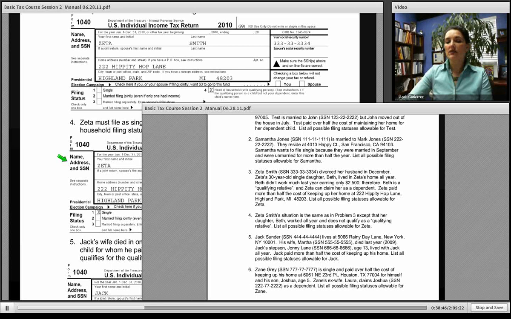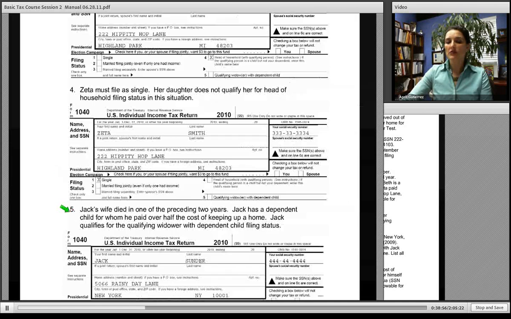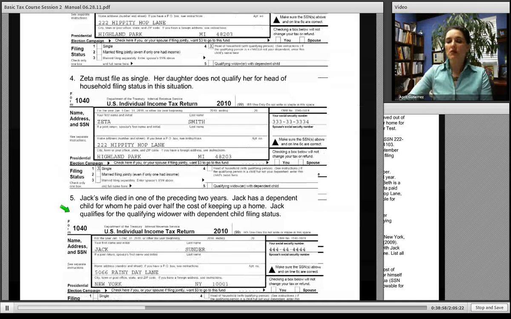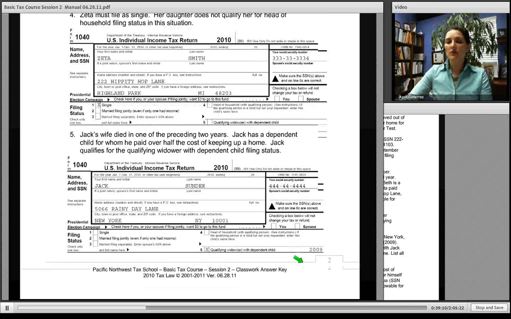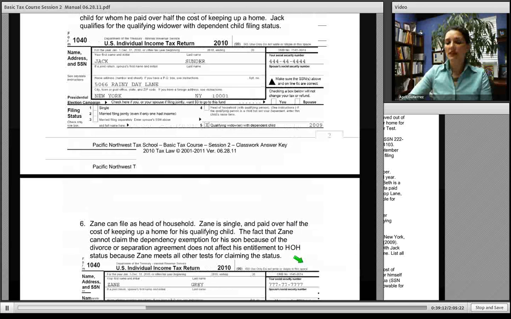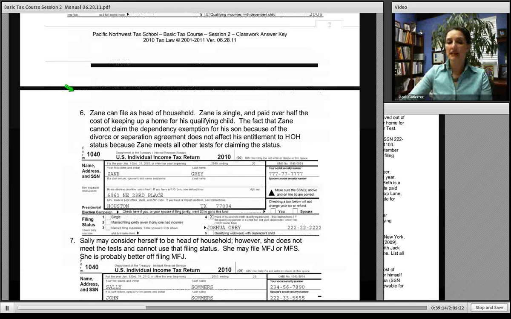Next in line is Jack Sunder. He lives at 5066 Rainy Day Lane in New York. His wife Martha died in 2009, and he takes care of his stepson Johnny Lane, age 13, who lived with Jack all year. Well, that will qualify Jack for the qualifying widow with dependent child filing status. So that is the filing status we're going to check, qualifying widow or widower with dependent child. And you will notice that we entered a date there, 2009, because that is the date of death of his spouse.